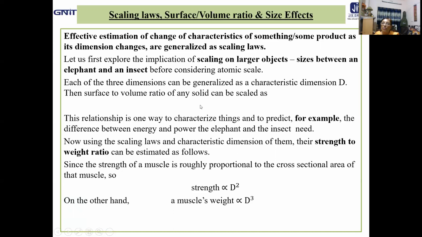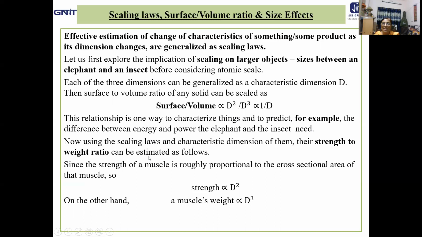Then the surface to volume ratio of any solid can be scaled very easily: surface by volume is proportional to d squared by d cubed, that is, proportional to 1 by d. Now, this relationship is a way to characterize things and to predict, for example, the difference between the energy and power the elephant and the insect need. How to relate the surface to volume with this energy and power, more specifically, their strength to weight ratio.